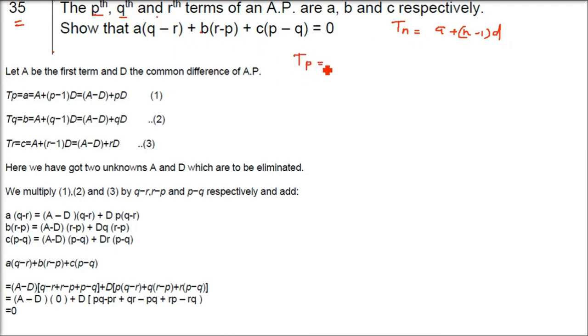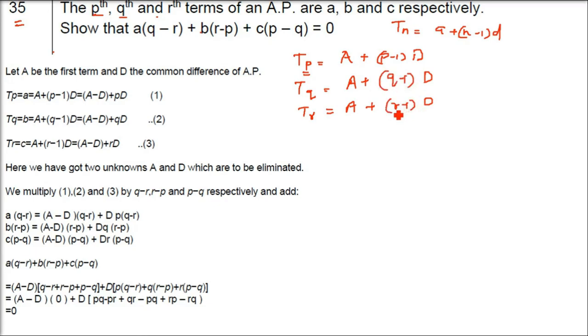So TP will be what? Capital A I am taking in place of small a. A plus (P minus 1) into D. Capital D I am taking. What is TQ and TR? So it's A plus (Q minus 1) into D. And I'm writing this just to show how it's going to be cancelled, because these are the terms we are going to add.